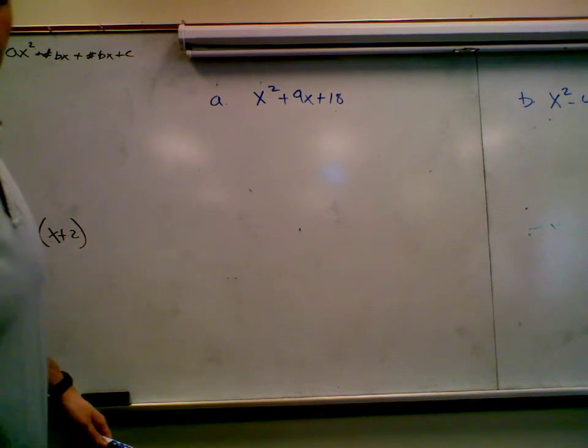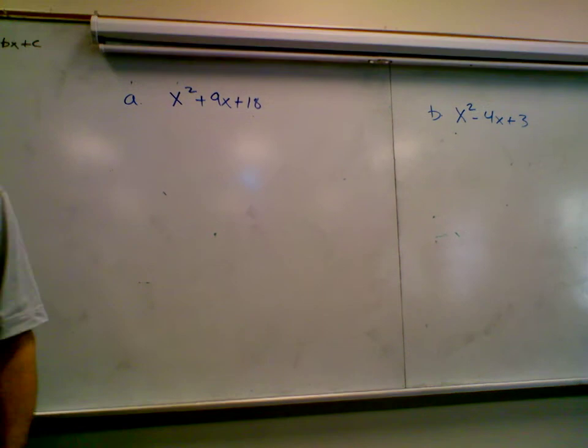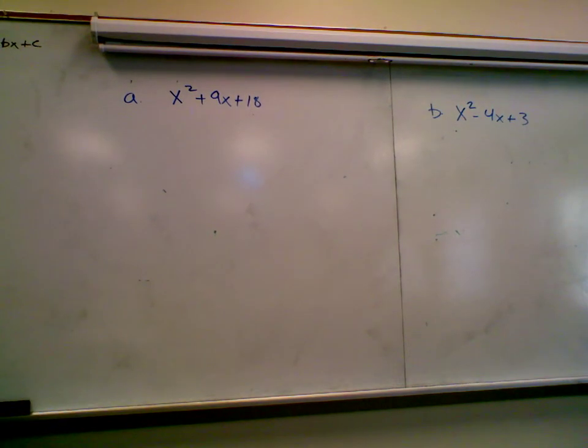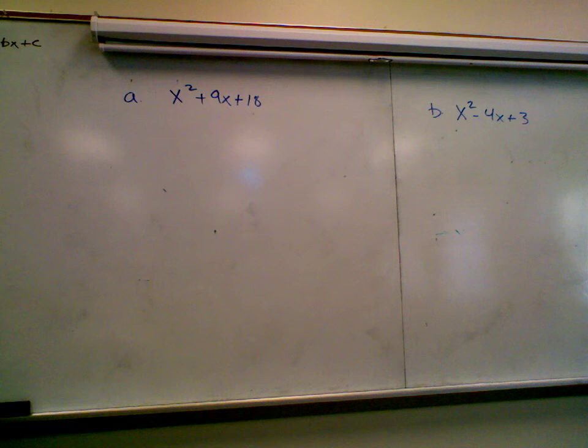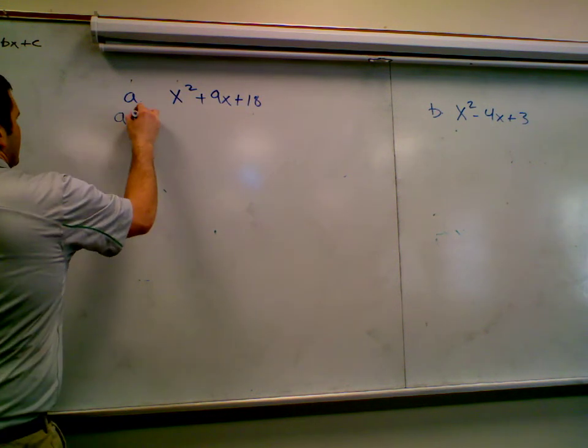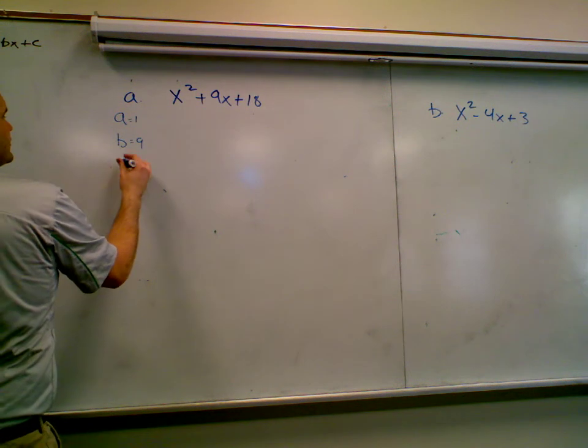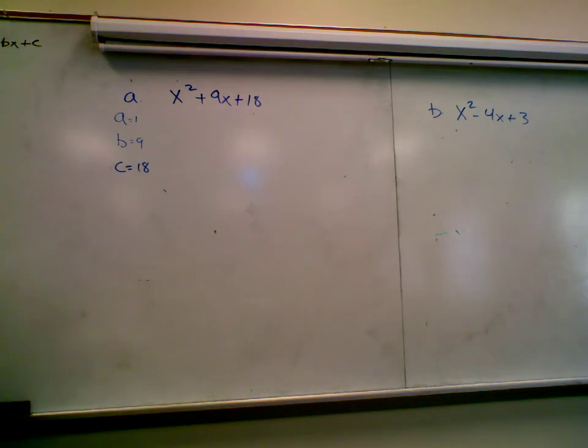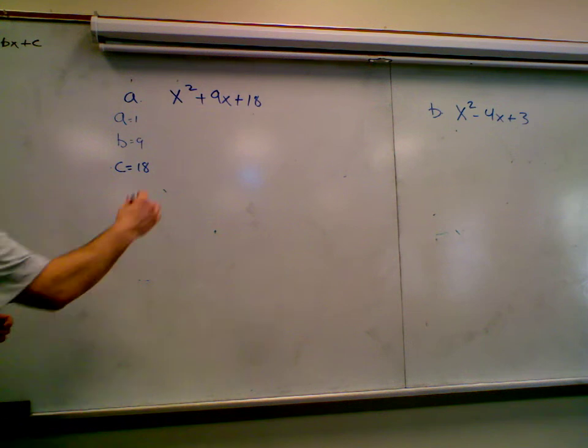So we're going to do both of these. The first one, x squared plus 9x plus 18. What's my A? 1. What's my B? Step 1 says to multiply A and C. So A and C, 1 times 18. What's 1 times 18? 18.